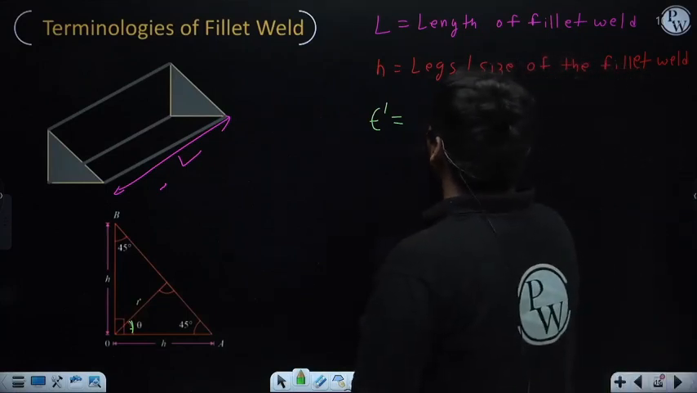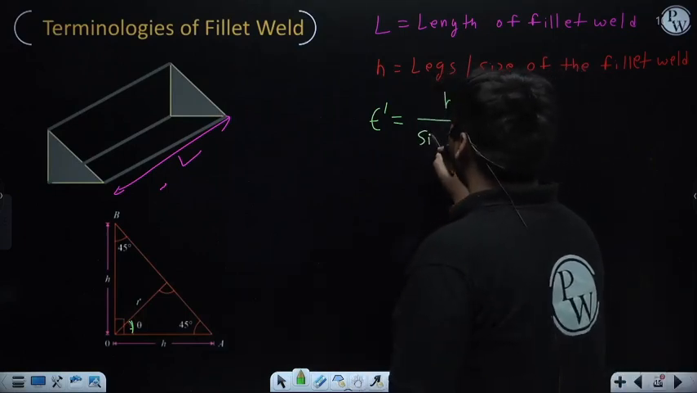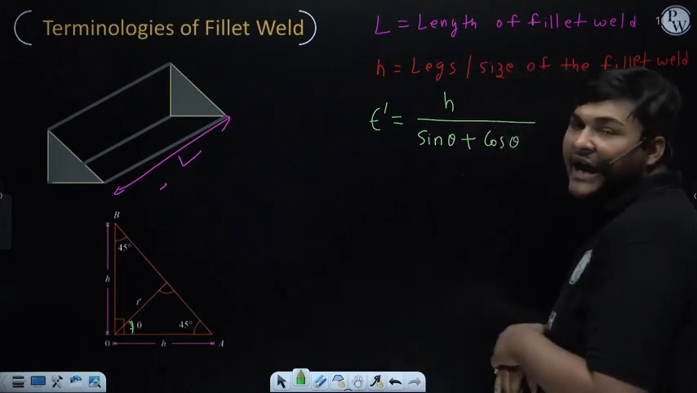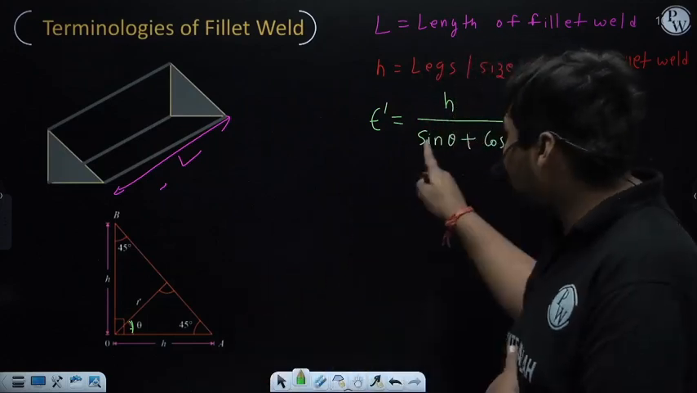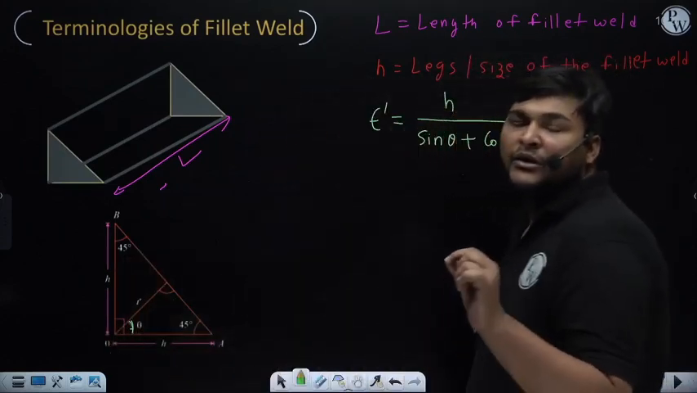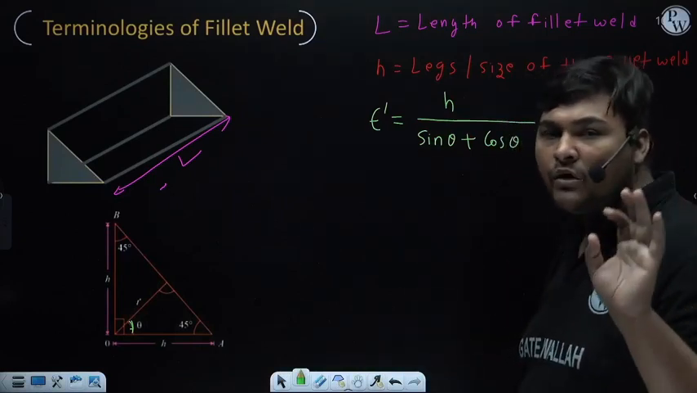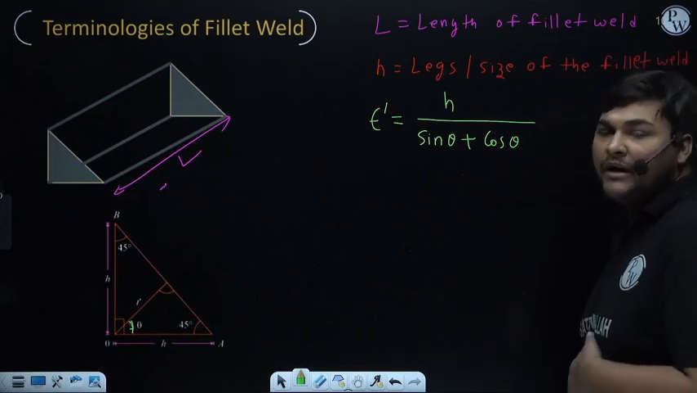The formula is h upon sin theta plus cos theta, where h is the leg dimension and theta is the angle from one of the leg dimensions. For this expression you can take the angle from either leg dimension, and the value will remain the same, but it should be from one of the leg dimensions. So this is the formula to calculate thickness at an angle theta from the leg dimension.